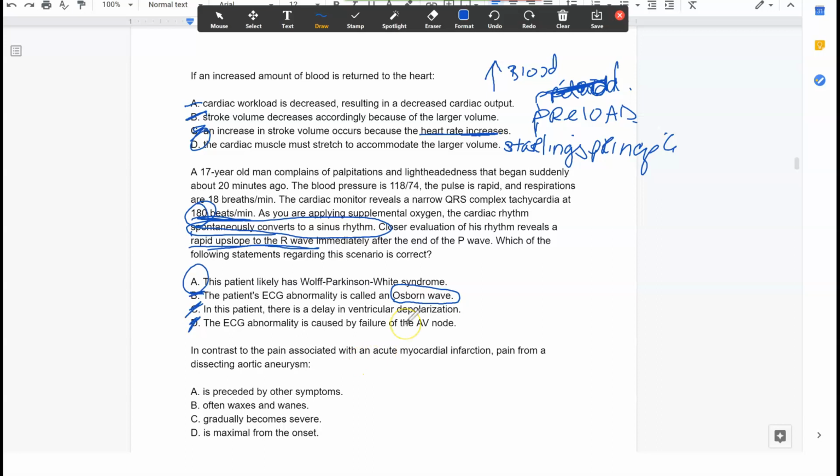In contrast to the pain associated with acute MI, pain from a dissecting aortic aneurysm is not often preceded by other symptoms. It doesn't wax and wane. It doesn't become gradually severe. It is maximal from the onset.